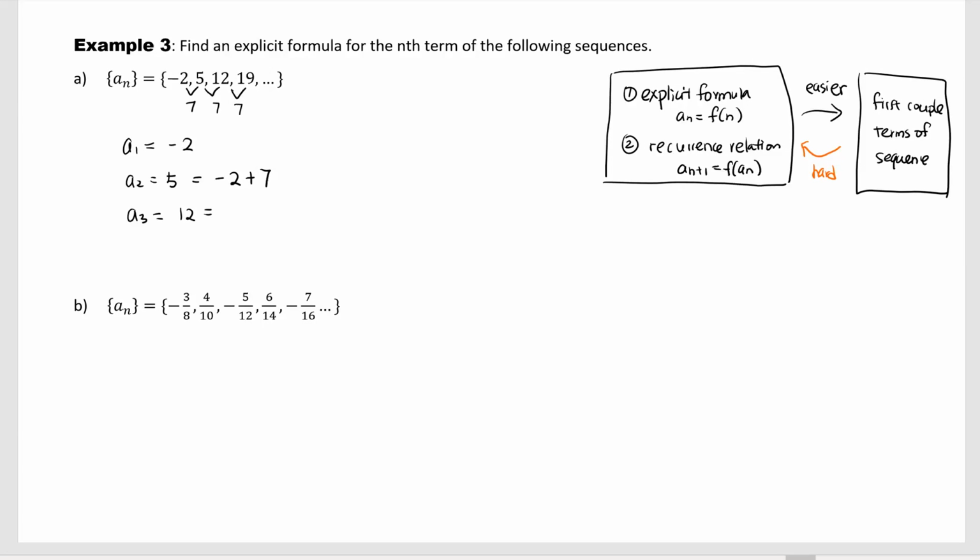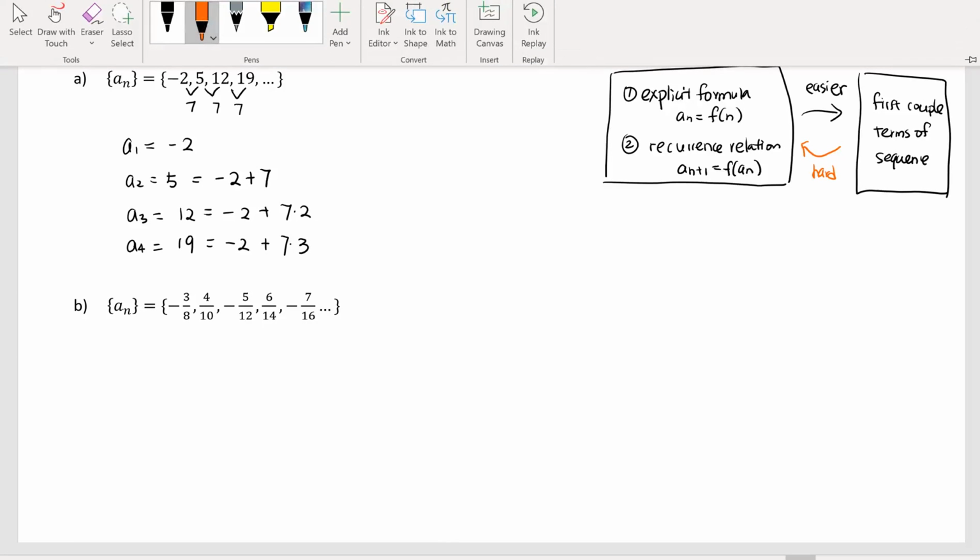But what is 12? Can you find the pattern? That's -2 plus 7 plus 7. So you're adding 2 copies of 7. How about A4? 19. Yeah, but what is 19? Can you find the pattern? -2 plus how many copies of 7 do you add to it? 3.